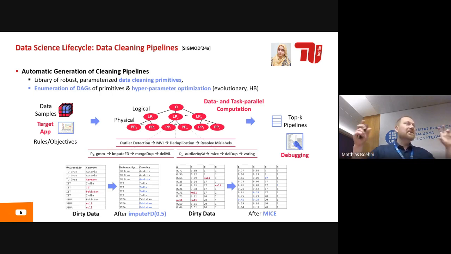So task parallel: if the data set is small, we're just running lots of those pipelines concurrently on a cluster. If your data set is really large and doesn't fit in memory, we are running the individual pipelines in a data parallel manner and parallelizing over individual partitions. So that was on the data pre-processing.